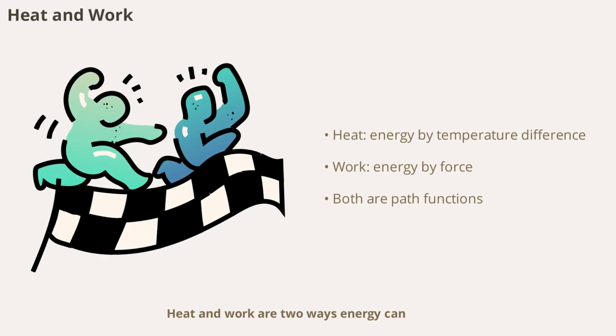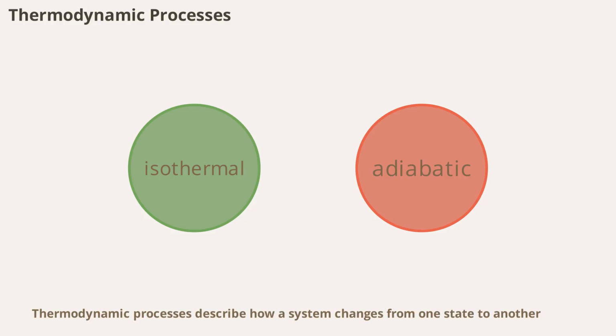Heat and work are two ways energy can be transferred between a system and its surroundings. Heat is energy transferred due to temperature difference, while work is energy transferred due to force acting over a distance. Both are path functions, meaning their values depend on the process taken. Understanding these concepts is key to mastering thermodynamics. Thermodynamic processes describe how a system changes from one state to another.